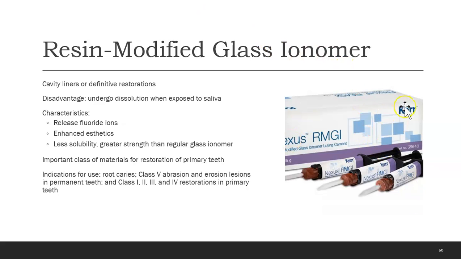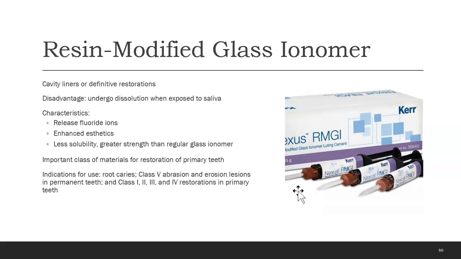Resin-modified glass ionomer is another type of restoration that could be used. It could be a cavity liner or a restoration. The downside is that when it's exposed to saliva, it can dissolve. So now they have come up with a modified glass ionomer, hence the word modified, where they have compensated for the tendency to dissolve, and they've actually improved the restorative material. So glass ionomers have been modified. It's better now. It doesn't dissolve when exposed to saliva.